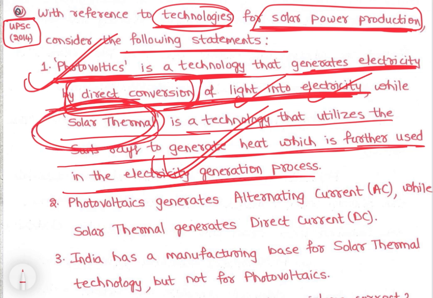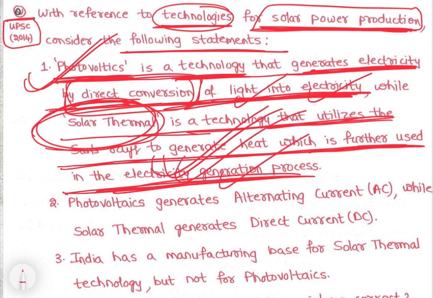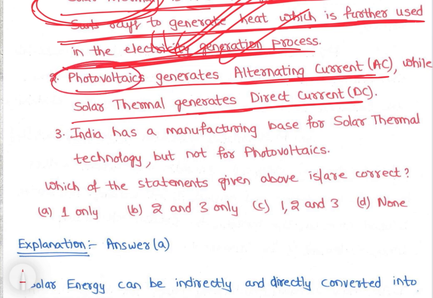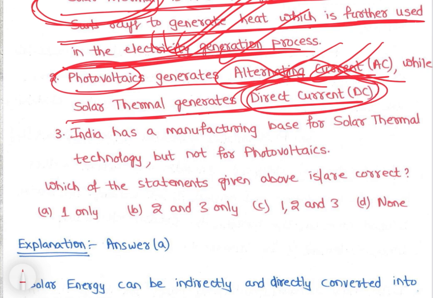While solar thermal is a technology that utilizes the sun's rays to generate heat, which is further used in the electricity generation process, right? Then photovoltaics generate alternate current while solar power generates direct current. See, we have studied photovoltaic generates direct current, right? Directly generate, then change to alternate current and then distribute, right? While solar thermal generates direct current, no, right?